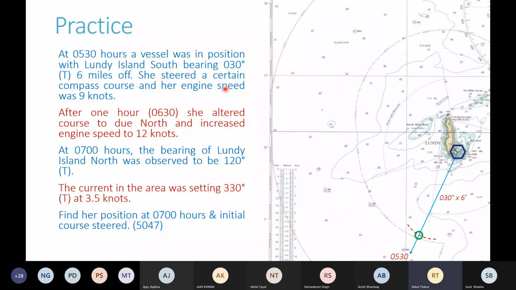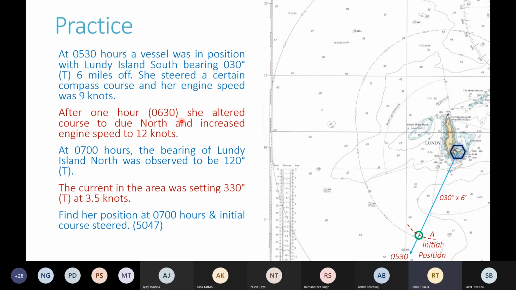Now, the initial course which the ship steered is not known to us. So we cannot plot the 0530 to 0630 track. But as we just now discussed in the method of vector addition, whatever information is available to us, we will be plotting that information. So I will plot the next course information which is available to me.